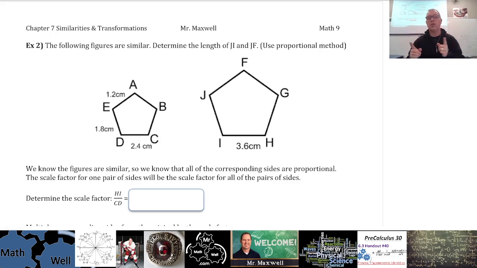The following figures are similar, so determine the lengths of all the missing sides. Or in this case, they just ask you for two. They ask you for JI and JF.